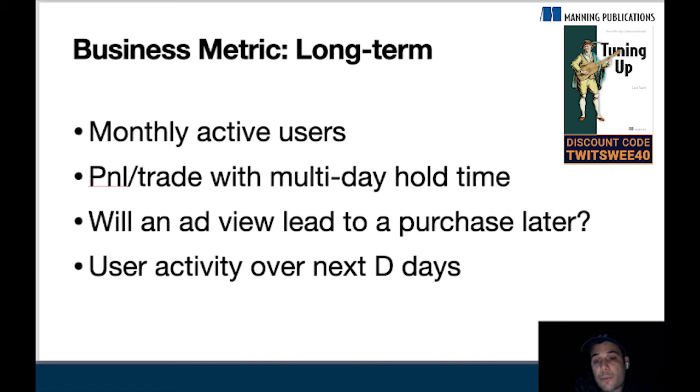Like, for example, active users on a monthly level instead of on a daily level. The P&L per trade with a multi-day hold time. You might enter a position on Monday and not close it out until Thursday. Now your rate of new samples, of new measurements, is much lower than if you took P&L per day.